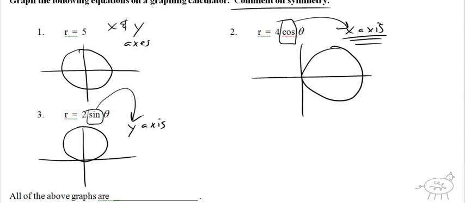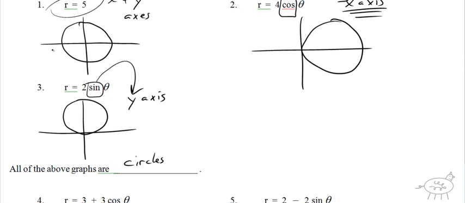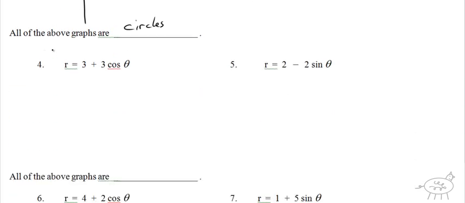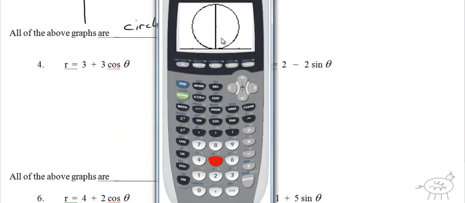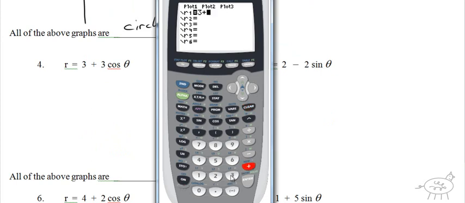Okay, but all the above graphs are called circles. Notice, this one, r equals 5, is pretty easy. The other two, just look at them. Number 2 is 4 cosine theta, and number 3 is 2 sine theta. Okay, so let's take a look at some of these other ones now. That's a little bit different, but let's graph this guy. Let's clear this out here, and we get 3 plus 3 cosine of theta.